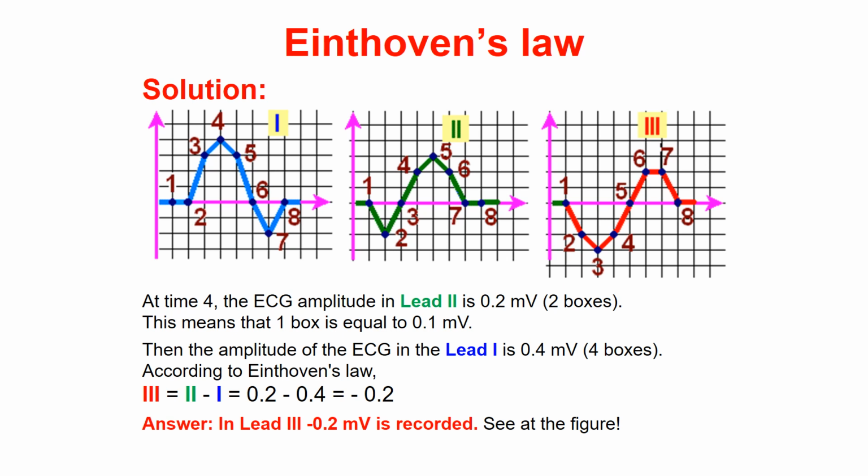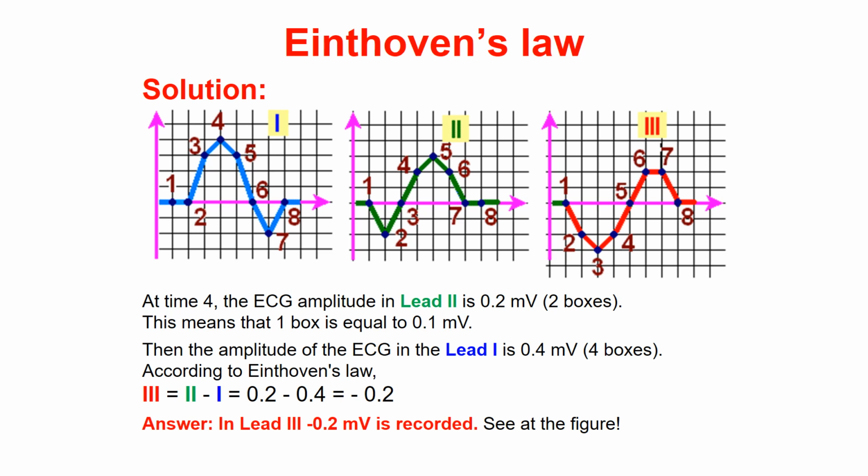Solution. At time 4, the ECG amplitude in lead 2 is 0.2 mV, 2 boxes. This means that 1 box is equal to 0.1 mV. Then the amplitude of the ECG in lead 1 is 0.4 mV, 4 boxes. According to Einthoven's law, lead 3 equals lead 2 minus lead 1 equals 0.2 minus 0.4 equals minus 0.2. Answer: in lead 3, minus 0.2 millivolts is recorded.